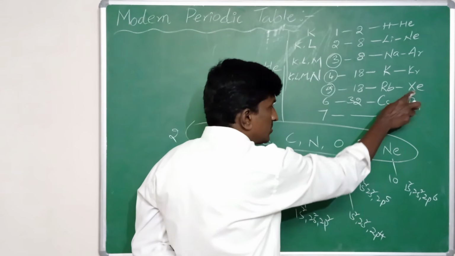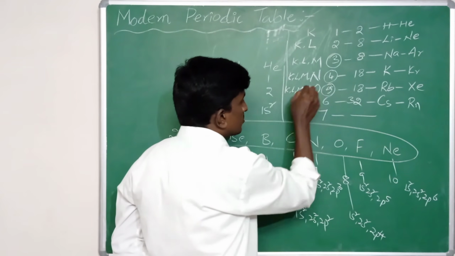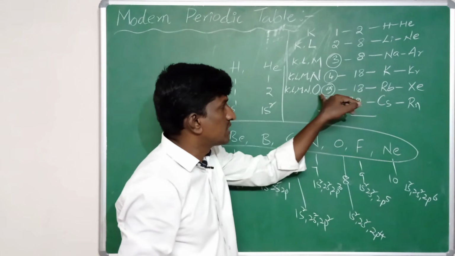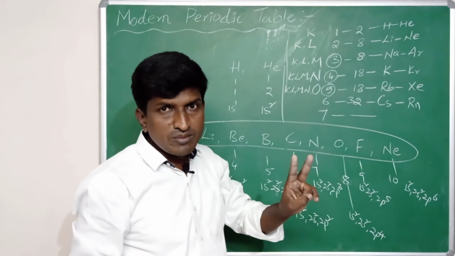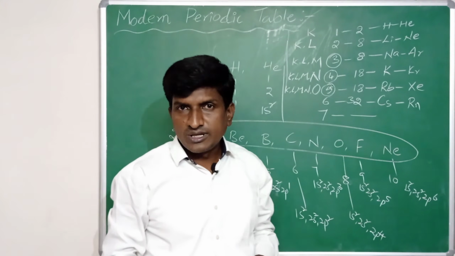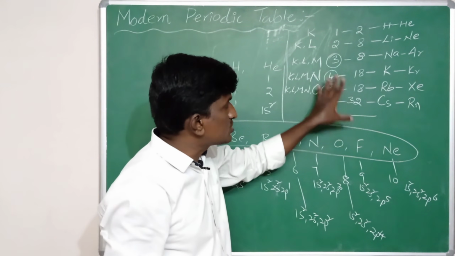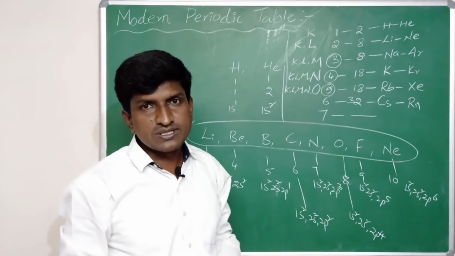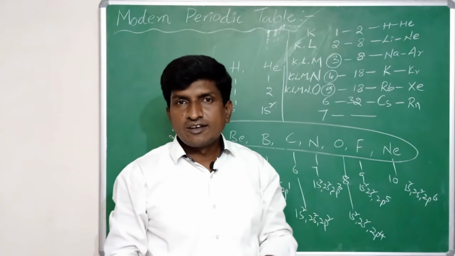elements from rubidium to xenon. So they have K, L, M, N, and the outermost shell is O. So 5 shells are there, that's why all these elements belong to the fifth period. Total 18 elements: 2 s block elements, 6 p block elements, total 8, and 10 d block elements. So 2 plus 6 plus 10. Each period starts from s block elements and ends with p block elements. In between them there may be d block and f block elements.